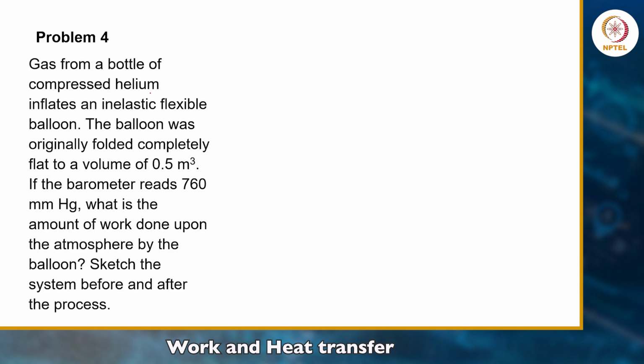Now a problem: helium gas from a bottle inflates an elastic balloon. The balloon was originally folded completely flat, a vacuum, to a volume of 0.05 meter cube. If the barometric pressure is 760 millimeter Hg, what is the amount of work done upon the atmosphere by the balloon? Consider the system before and after the process. First you draw the bottle. We are assuming a glass bottle, so there will be no change in volume or shape of the system boundary. Initially the balloon was flat like this.